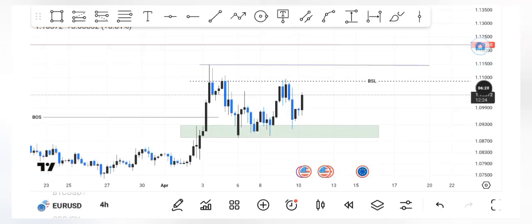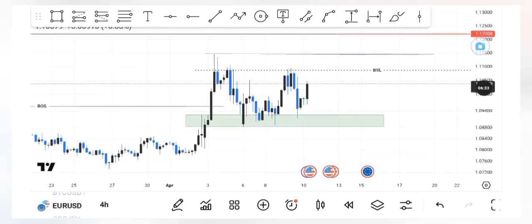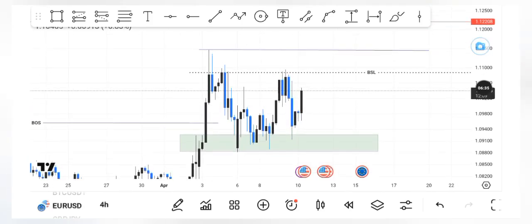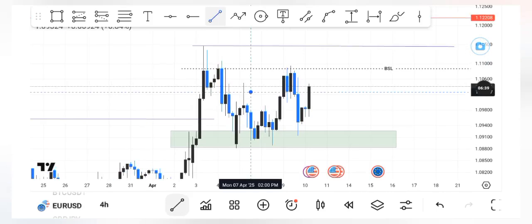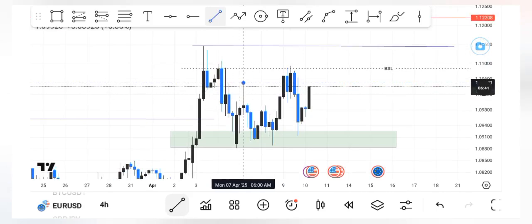So we have refined this, and we are also refining the buy side liquidity. Still, the market has not yet closed above the resistance, or the last candle before the impulse on the 4-hour. Even on the 1 hour, remember, it has not closed.